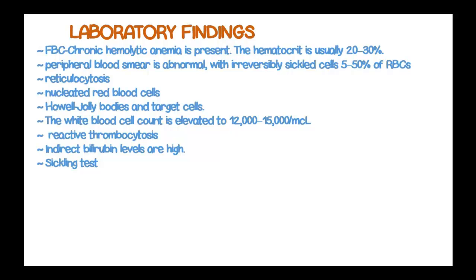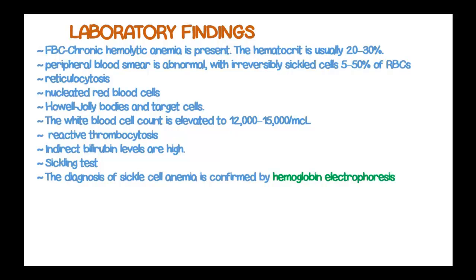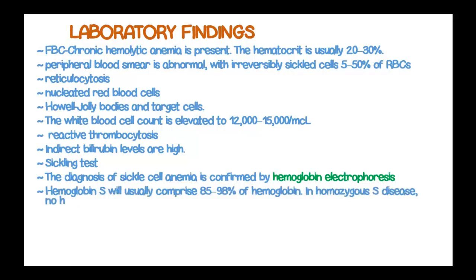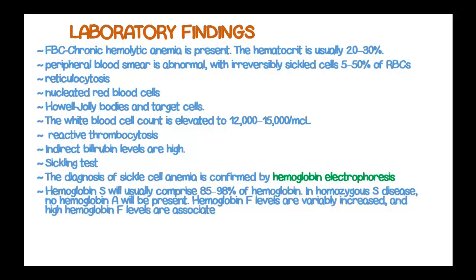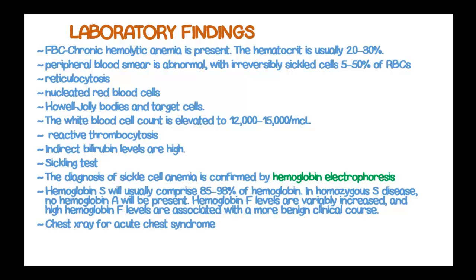Sickling tests can be used to diagnose these patients and is confirmed by hemoglobin electrophoresis. In hemoglobin electrophoresis of sickle cell disease, hemoglobin S usually comprises 85 to 98% of hemoglobin. In homozygous S disease, no hemoglobin A will be present. Hemoglobin F levels are variably increased, and high hemoglobin F levels are associated with more benign clinical course. Chest X-ray can be done for the cases of acute chest syndrome.